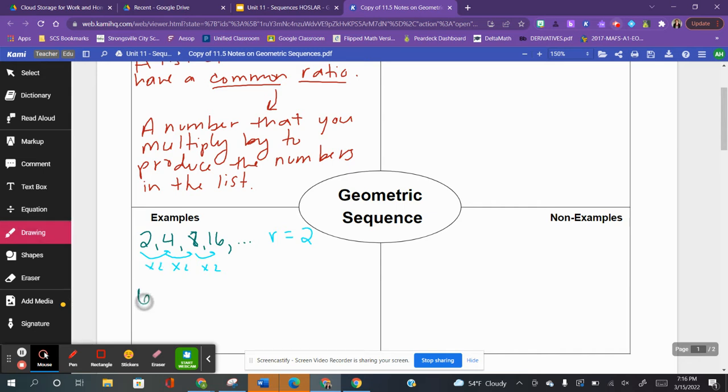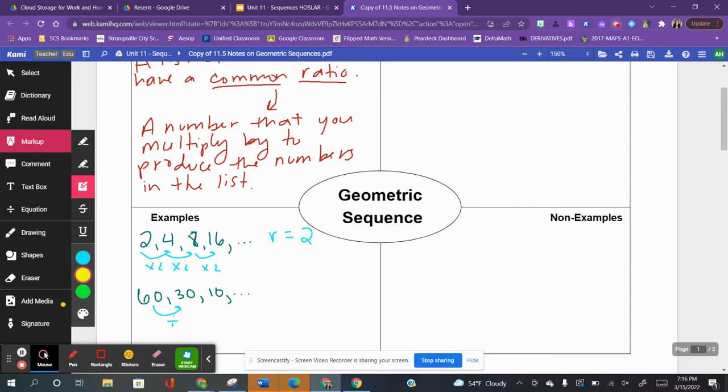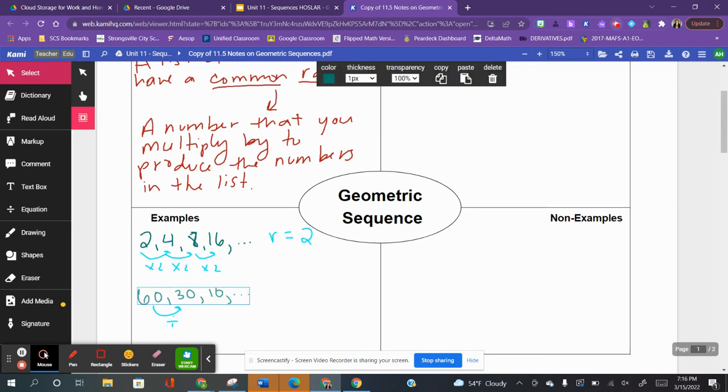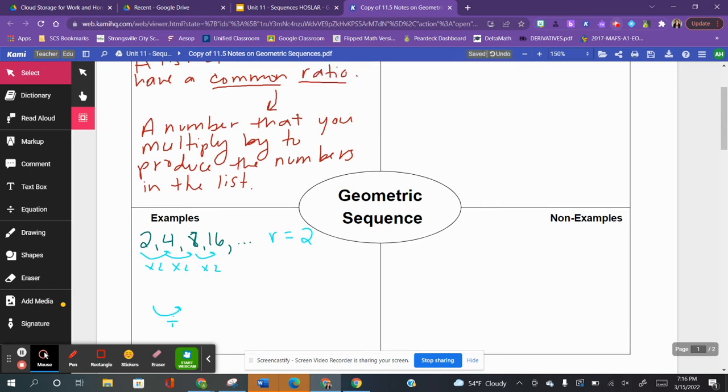All right, another example might be something like 60, 30, 10, ... And so now I got to think about, what would I multiply by? I know that we could say that I'm dividing by 2. Dividing by, oh man. All right, sorry, I have to erase this. This would actually be a non-example, wouldn't it? And so let me change this number real quick, right there. All right, let's try this again.